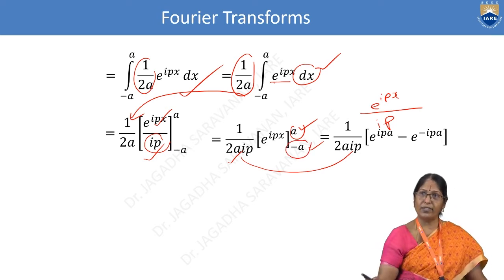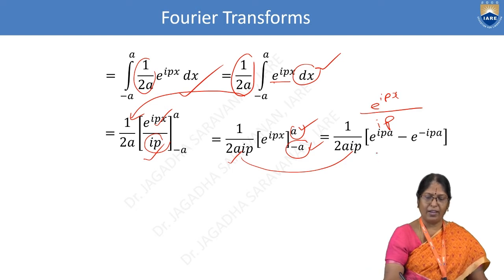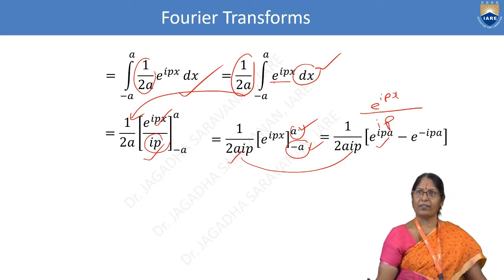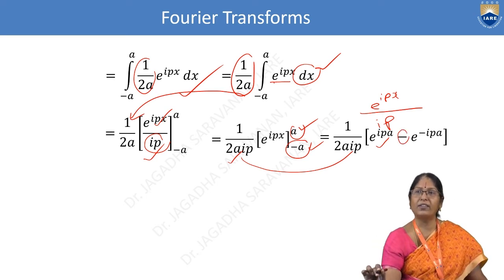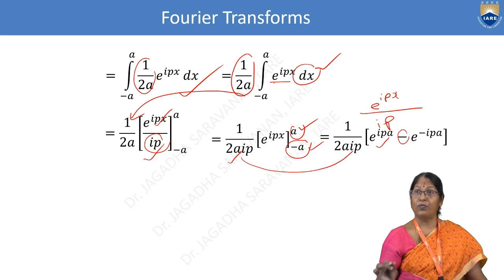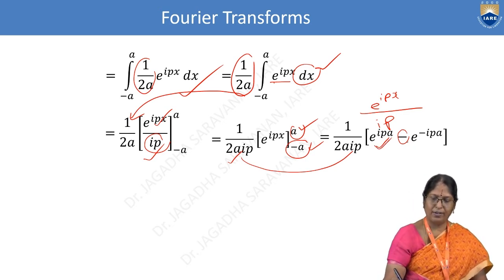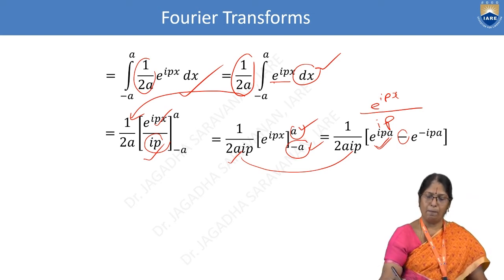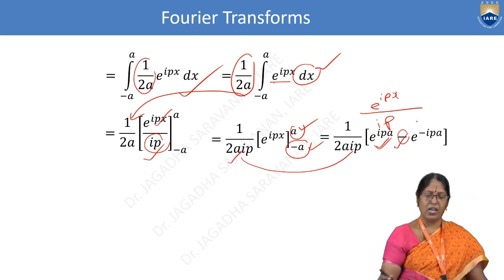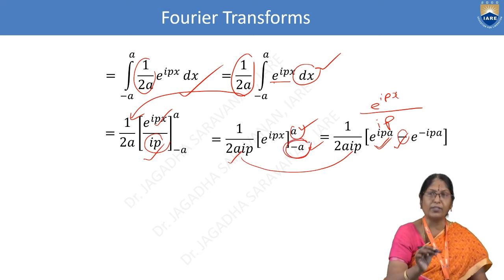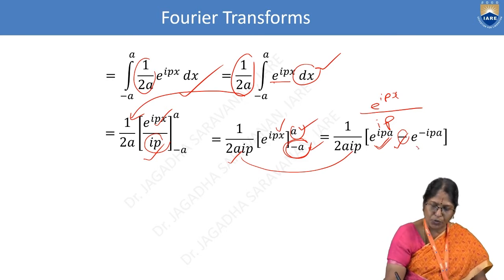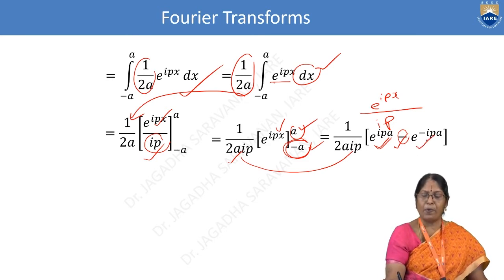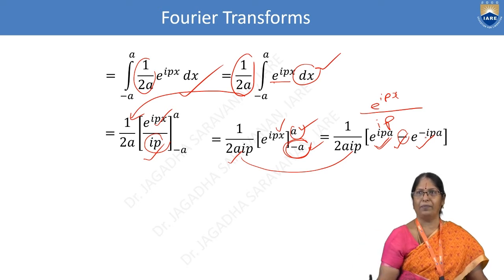So in the place of first x, we will apply it, e power ipa. What about this minus? It is not related to the problem, it is the formula's minus. So in the upper one we substituted. In the lower one, the value is minus a. In the place of x, we have to substitute. We substituted and we got e power minus ipa.